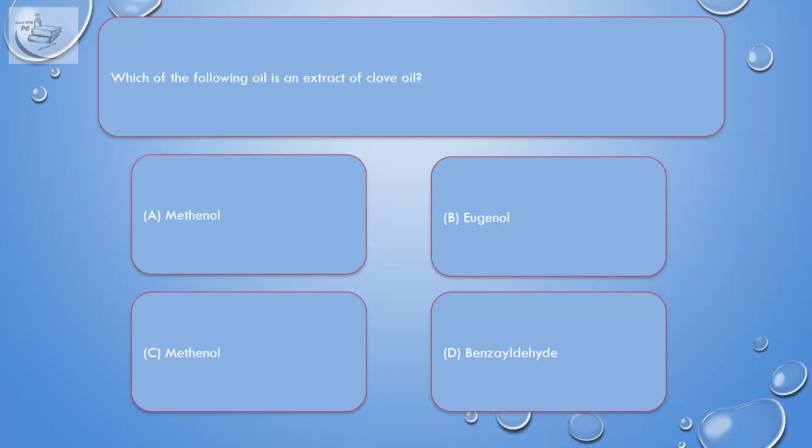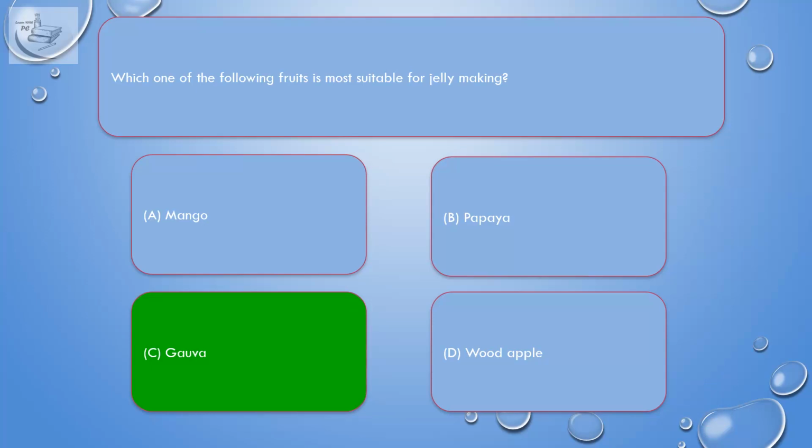Question: which of the following oil is an extract of clove oil? A. Methanol. B. Eugenol. C. Methanol. D. Benzaldehyde. Correct answer is B. Eugenol. Question: which one of the following fruits is most suitable for jelly making? A. Mango. B. Papaya. C. Guava. D. Wood apple. Correct answer is C. Guava.